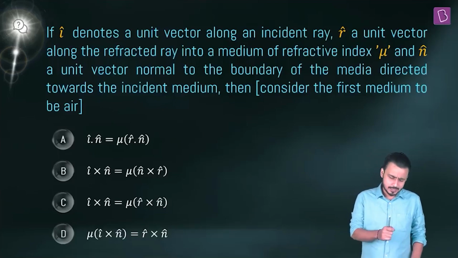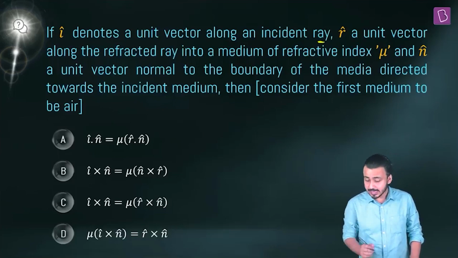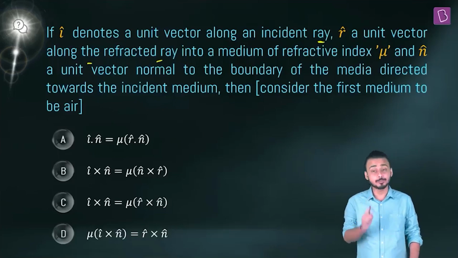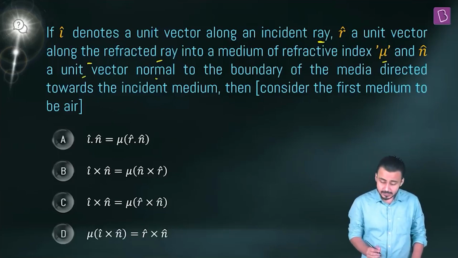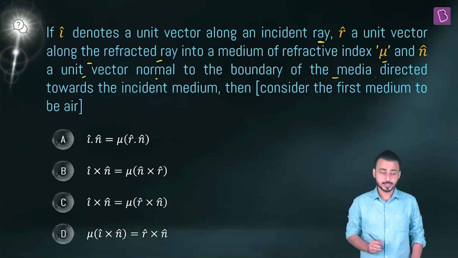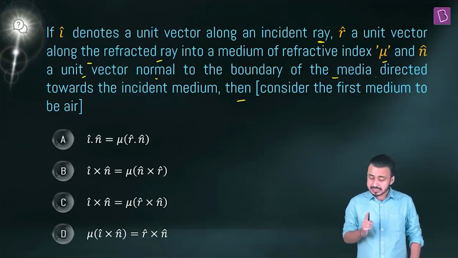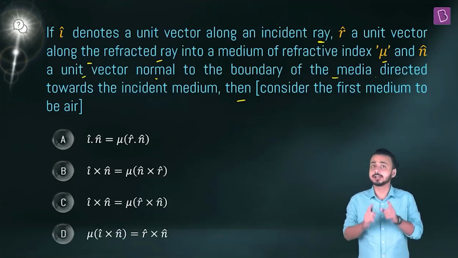Okay. Now, the question says, if I cap denotes the unit vector along the incident ray, R cap is a unit vector along the refracted ray into a medium of refractive index mu, and N cap is the unit vector normal to the boundary of the media, right, directed towards the incident medium. Then consider the first medium to be air. Which of the following relations is true?